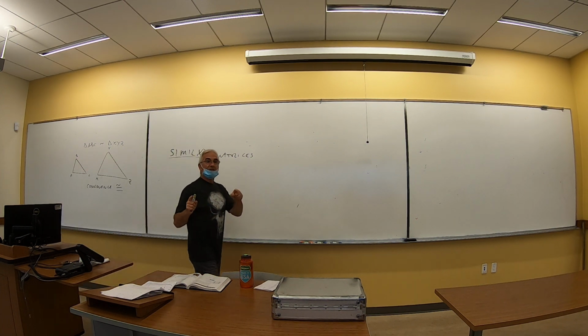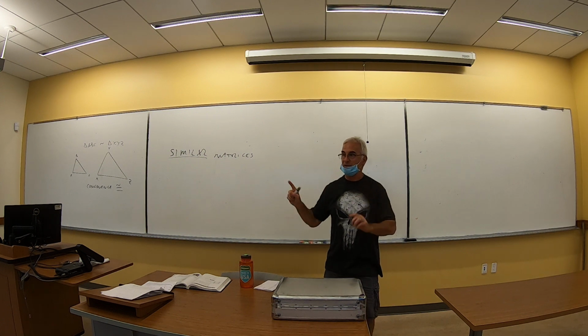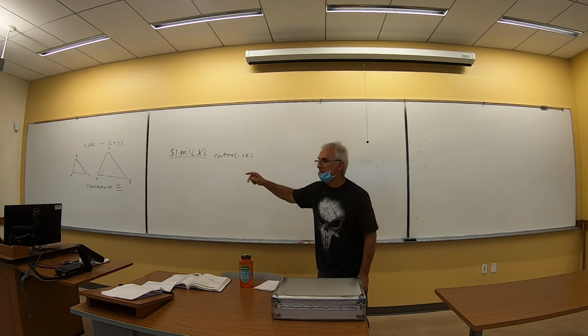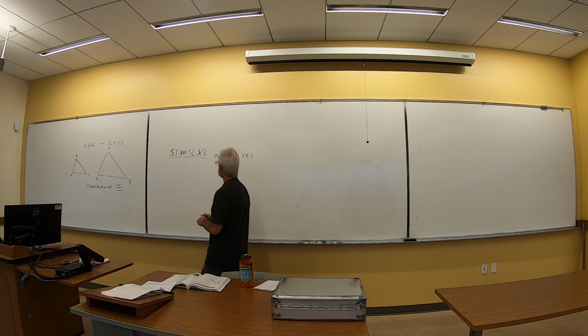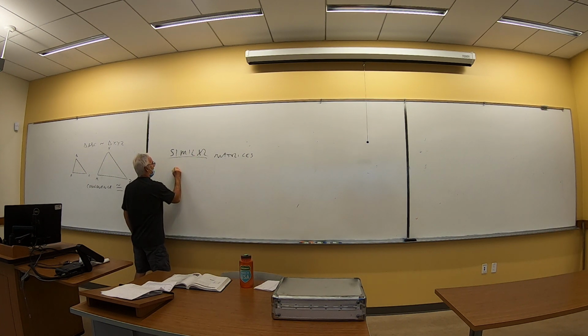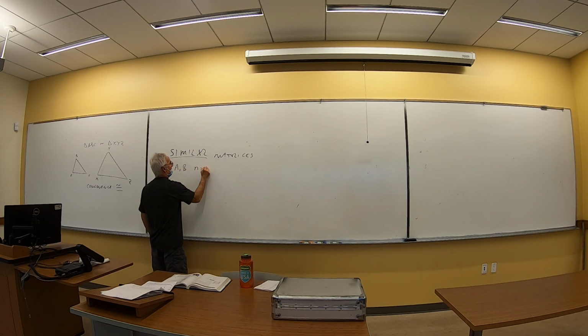We say two matrices are similar and we use the same term, but we're not measuring things geometrically though. So I have A and B are n by n.